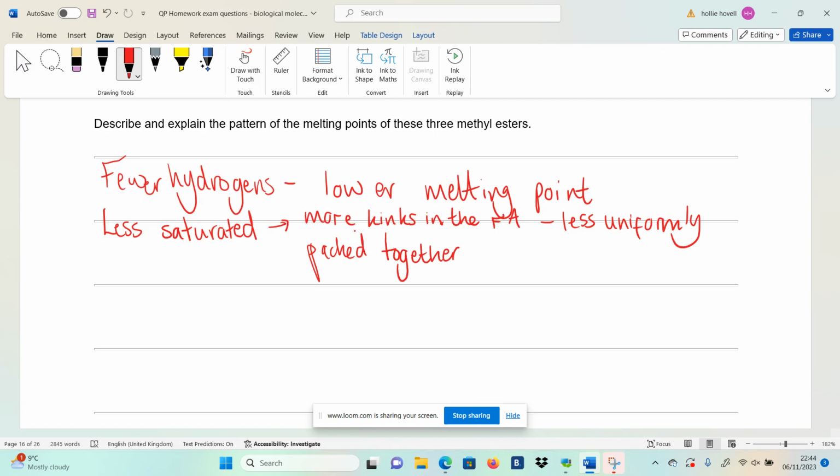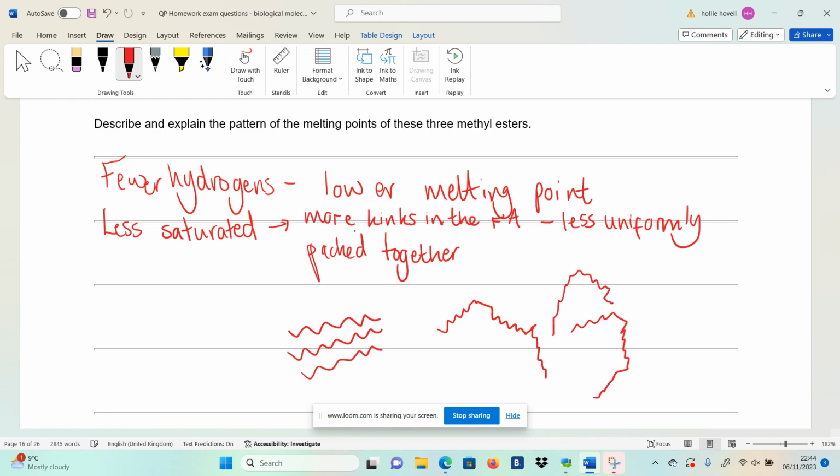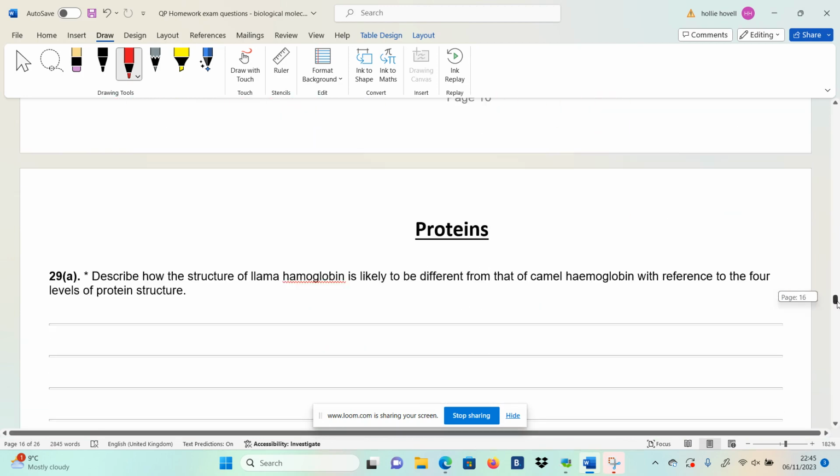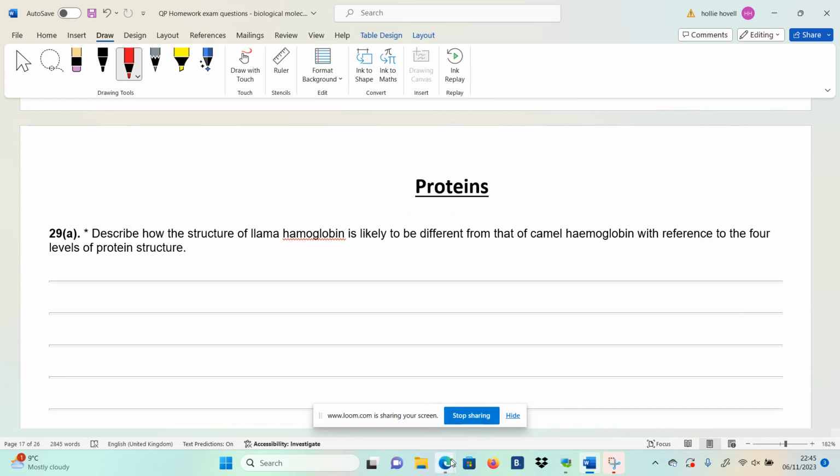Okay, if you have saturated ones, the fatty acids are just like a straight zigzag like that, and they can fit them really close together. As soon as you start to get kinks in them, you've got going up, then it changes direction, might change direction again. You can't pack those closely together. Look how far apart they are. Okay, so the fewer hydrogens you've got, the less saturated they are, the more kinks you get in the fatty acid chains, and the less uniformly they pack together, and therefore the easier they are to break apart. Okay, and that finishes the lipid section.